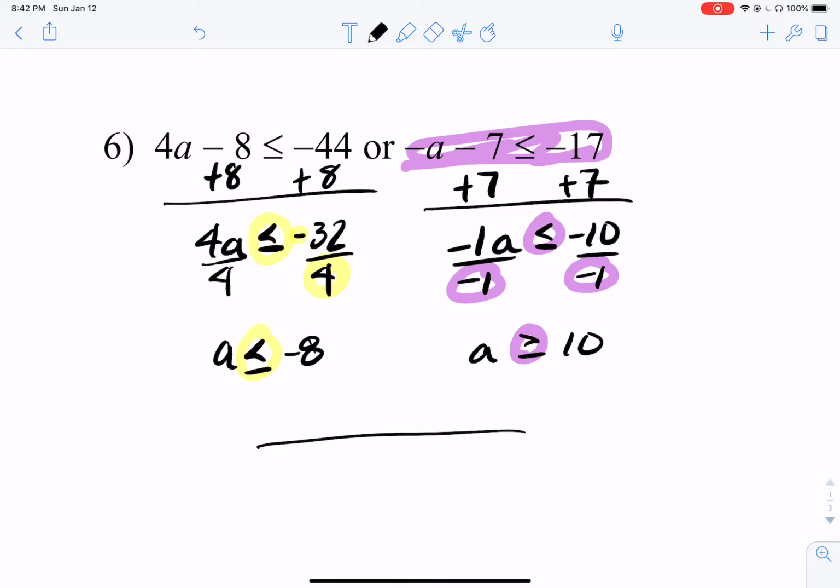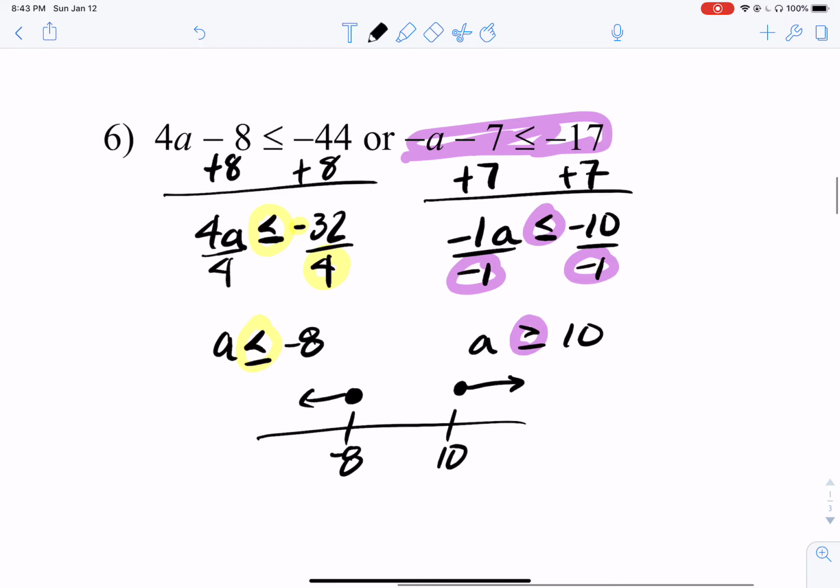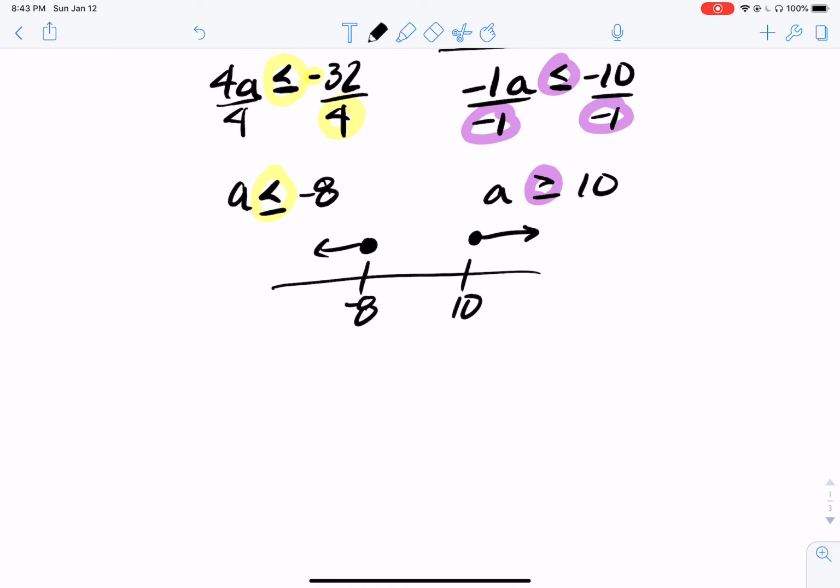So as a number line, -8 is to the left of 10 on the number line, and we're looking for the numbers less than or equal to -8, so that would use a closed circle, and we're looking for the numbers greater than or equal to 10, so that would use a closed circle. So in interval notation, we will go from -infinity to -8 using a parentheses on the infinity and a bracket on the 8, and then we will start from 10 and go all the way to +infinity, using again a bracket and then a parentheses. So this right here would be your solution.